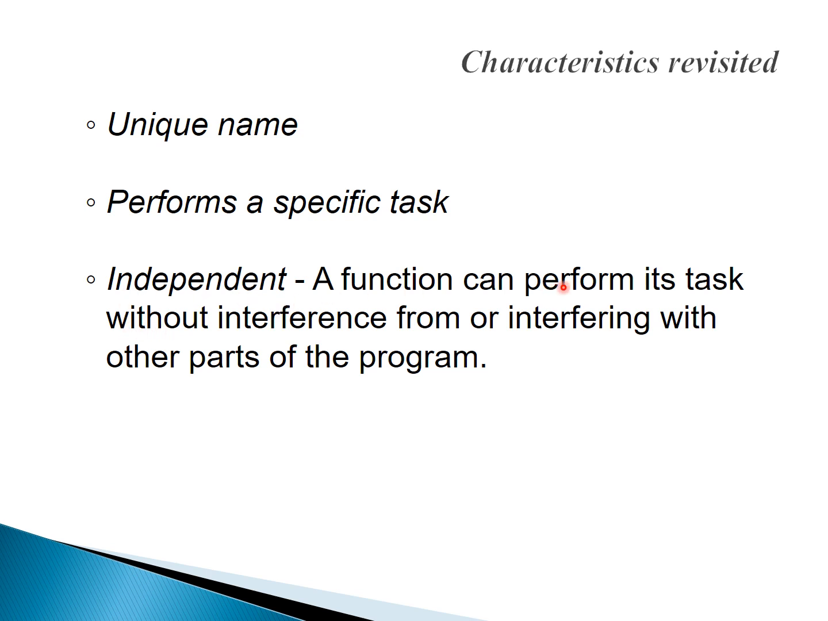Independent: a function can perform its task without interfering with other parts of the program. You have noticed probably in one of the examples where we used the same variable name x in two functions. So you saw that one x was not interfering with the x variable of the second function. Both were independent.